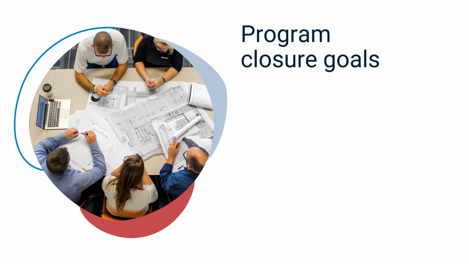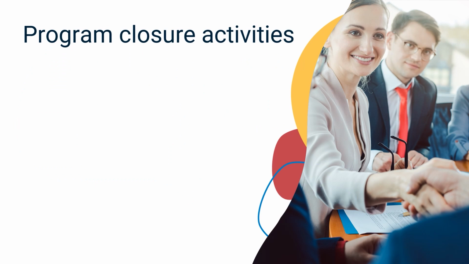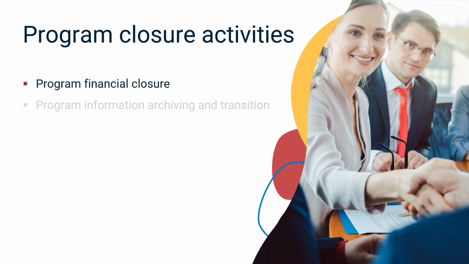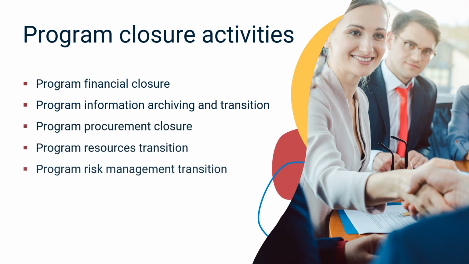The committee may sometimes decide to bring a program to an early close before completing all components. In either case, the goal is to release all program resources and transition any remaining program outputs and assets to ongoing organizational activities. Program closure consists of 7 activities: program financial closure, program information archiving and transition, program procurement closure, program resources transition, program risk management transition, lessons learned, and final program report. Let's understand more about these activities.